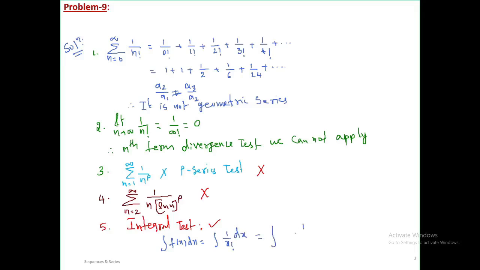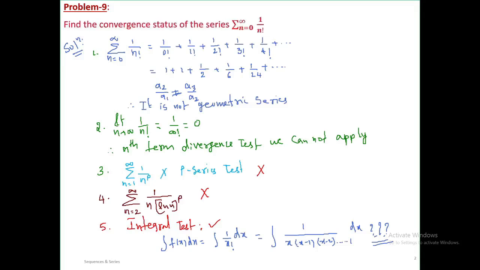Integration of 1 upon x factorial, x into x minus 1 into x minus 2 into, and so on, up to the last term into 1, dx. So how to evaluate this? This is somewhat difficult. It is not so easy. Evaluation of this integral is not so easy. So that's why we are dropping this test. If the integral evaluation is very simple, then I can proceed with the integral test. But here the integral evaluation itself becomes difficult. So that's why I'm stopping this test, the integral test.